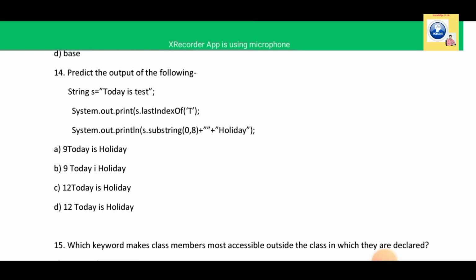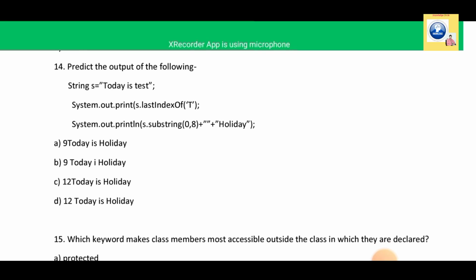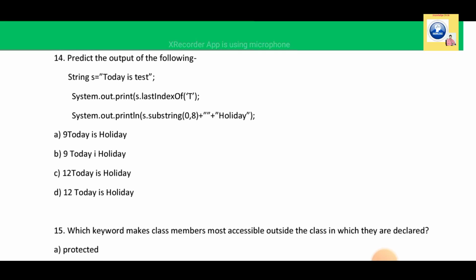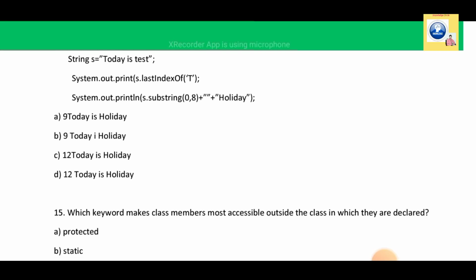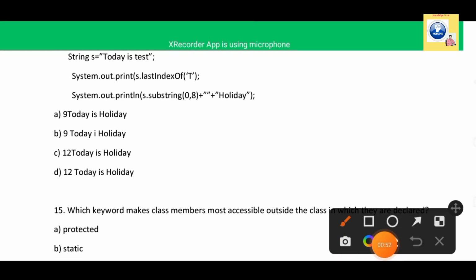Now what we are going to do is count it. 0 1 2 3 4, 0 1 2 3 4, space is 5, then i will be 6, s will be 7, space 8, then t will be 9, then e will be 10, s will be 11, and the last t is at 12th. It means 12 will be printed, because the lastIndexOf method returns an integer value, the last occurrence of the character in a string. So according to that, the first two options are not correct. Now we have only c and d. Now we have to look at which is correct.